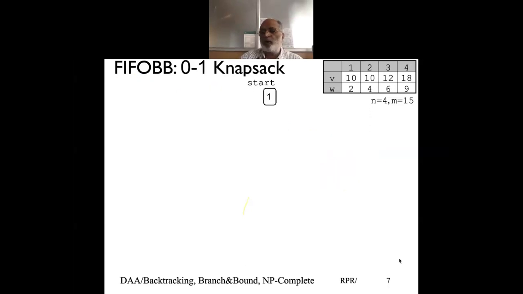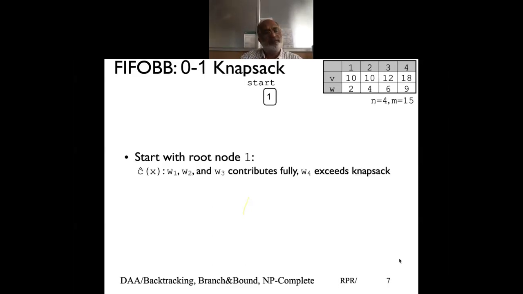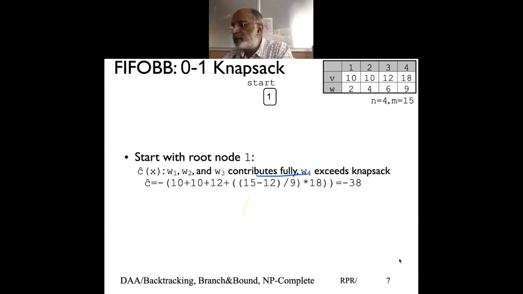So let's look at how we go about it. We start with the root node and we define our C hat x function as including those items up to contribute fully, and the last item which exceeds the knapsack, we take the weight as partial. My knapsack capacity is 15, so 2 plus 4 becomes 6, plus 6 makes it 12. So if I include 9, weight becomes 21. So I can only include up to weight 3.